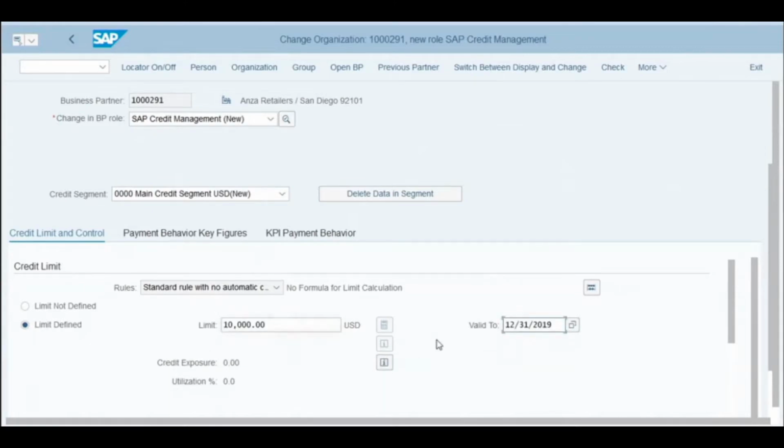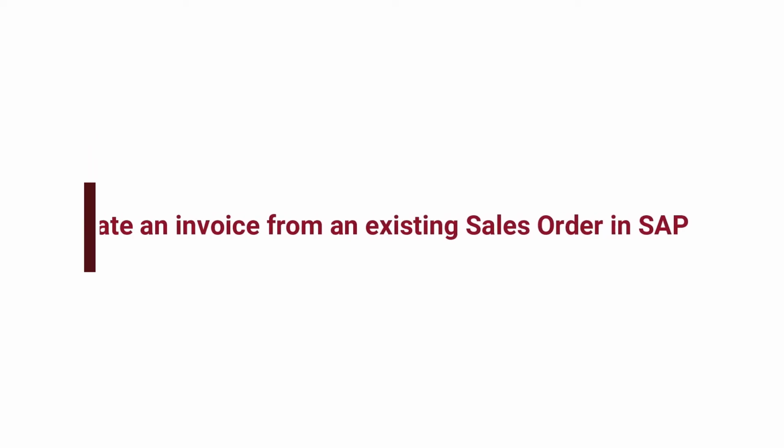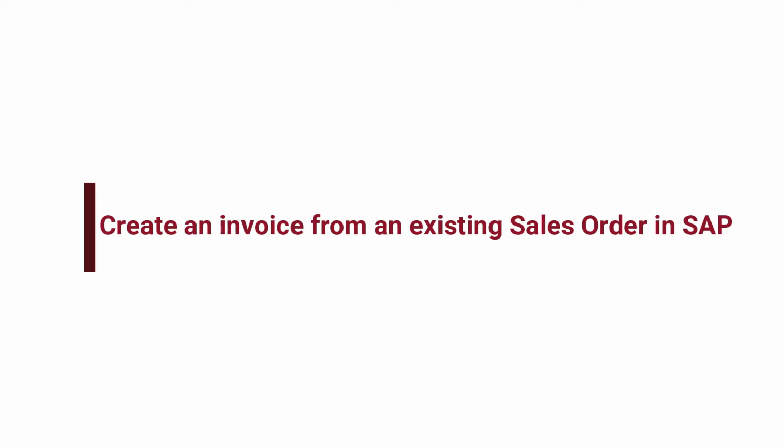Now you can see the credit limit populated as 10,000 US dollar with validity of 31st December 2009. Now we are going to the bottom and we will save, and now SAP credit management role has been defined and changed successfully. In business, sales occur when a supplier submits his quotation.